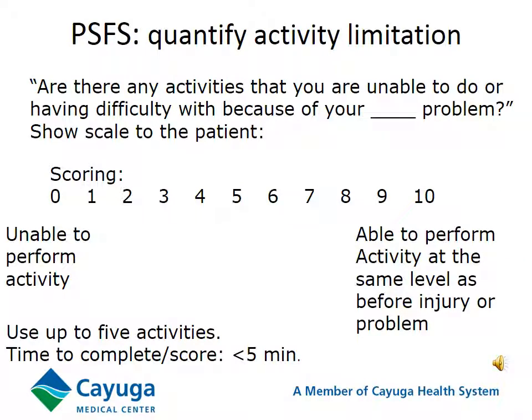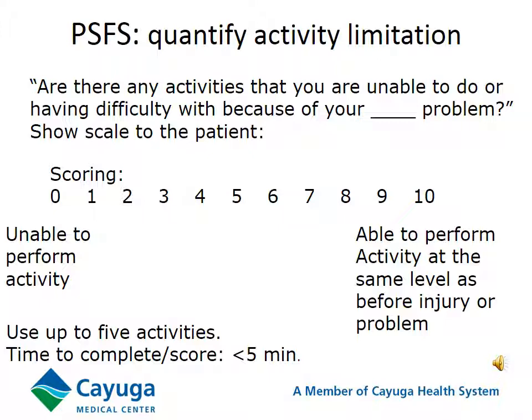Regarding the patient-specific functional scale, it enables us to quantify an activity limitation that the patient has and can be, as its name suggests, very specific to that patient. The verbiage that you are supposed to use in administering the test is, are there any activities that you are unable to do or are having difficulty doing because of your blank problem? So in this case we'd say shoulder problem.